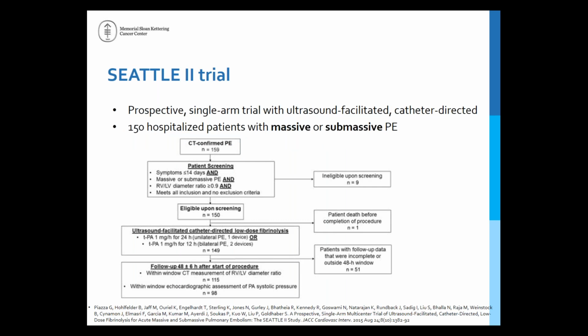The SEATTLE II trial really gave the interventional radiologists a technique that can be utilized and standardized among practices to know how we can treat these patients with these large PE that are compromised. This trial looked at both massive and submassive PE. It was a prospective single-arm trial, so it was not randomized.